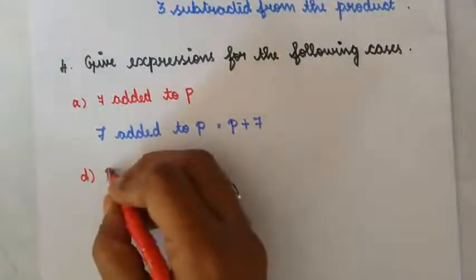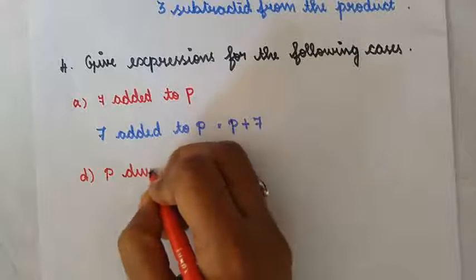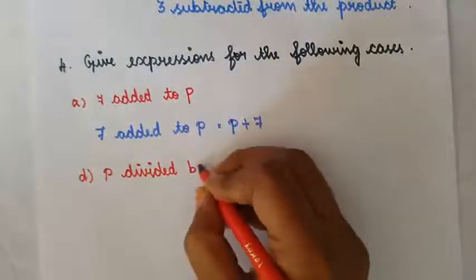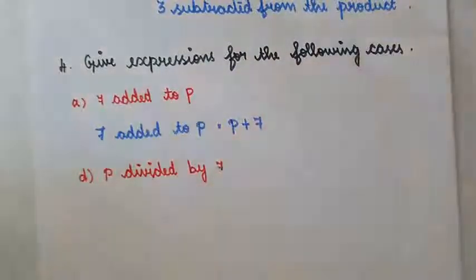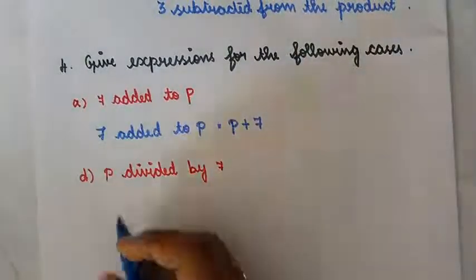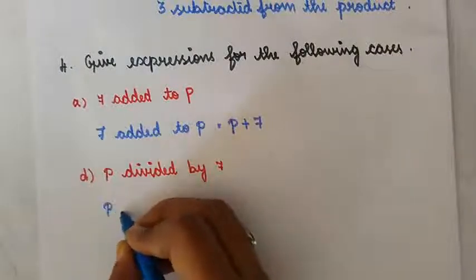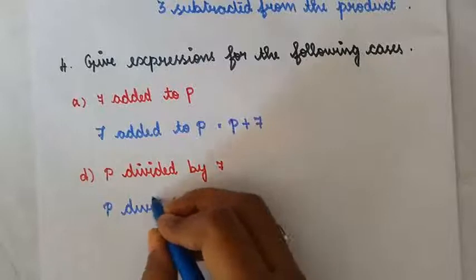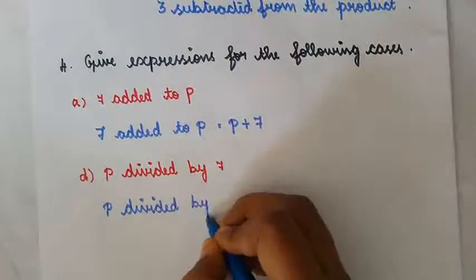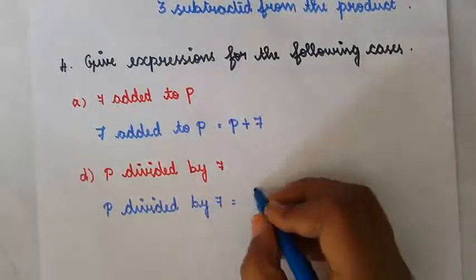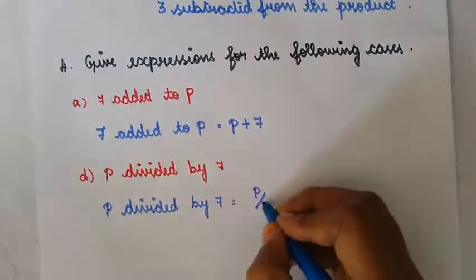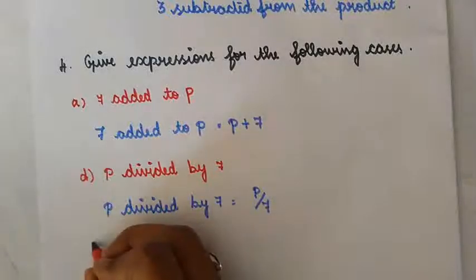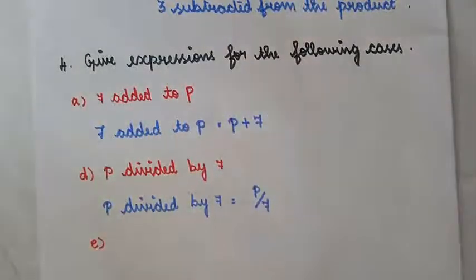Next we have to take subdivision D. D is P divided by 7. What is the answer for this sum? P divided by 7 means we have to make a division symbol. So P by 7. Okay.